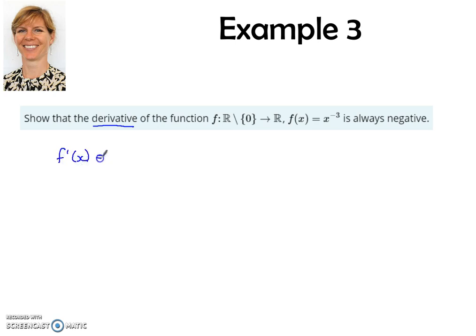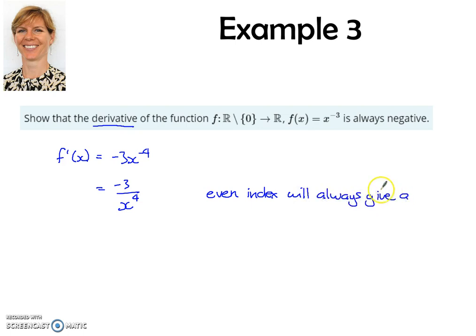f prime x is minus 3 x to the minus 4, or minus 3 over x to the power of 4. Okay, and it says we want to show that this is always negative. So what you need to look at is this x to the power of 4 here, because this is our variable, so where we're putting numbers in. If you put a positive number in there, obviously you will get a positive number, but if you put a negative number in there, you will also get a positive number, because when you have an even index, you'll always get a positive number when we're talking about real numbers.